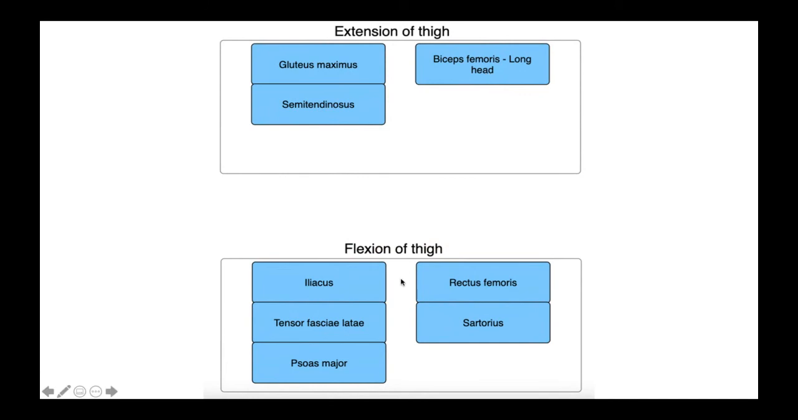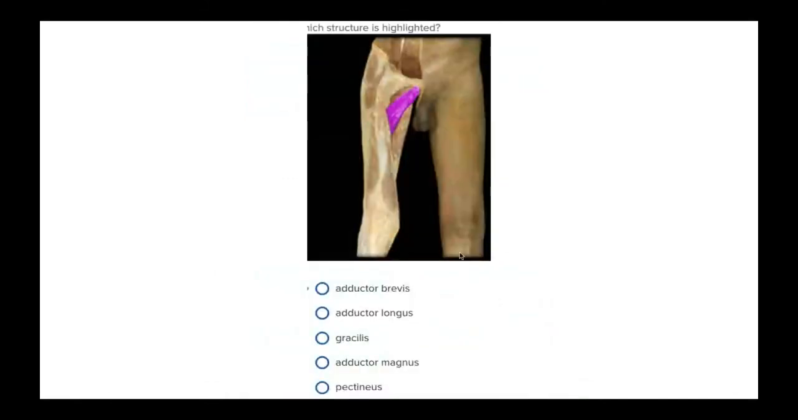In terms of flexing the thigh, we have to now think what group of muscles are in front of the thigh. That has to be the iliopsoas, so it's the iliacus and psoas major. Then the TFL, the tensor fasciae latae, and sartorius, that both originate on the anterior superior iliac spine. And then the rectus femoris that originates on the AIIS. Those are all flexors of the thigh.